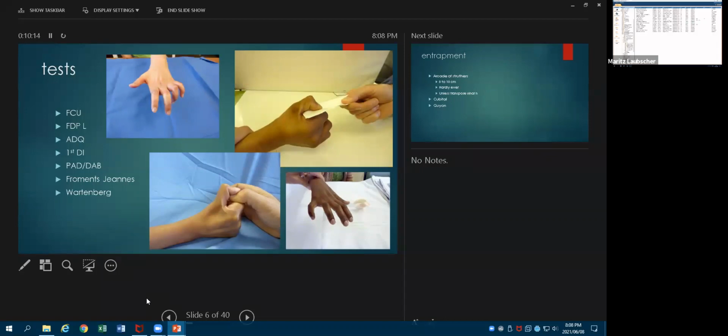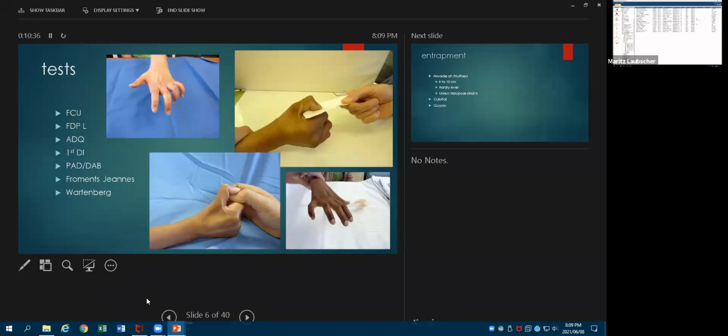FDP little is quite an easy one to test. You ask your patient to bend and you compare to the other side. Don't bother with the ring finger. The ring finger is too variable about what supplies it, so don't even bother with the ring finger. And then ADQ, I find quite tricky to test. It's easy to test, but it's difficult to measure its strength, ADQ.